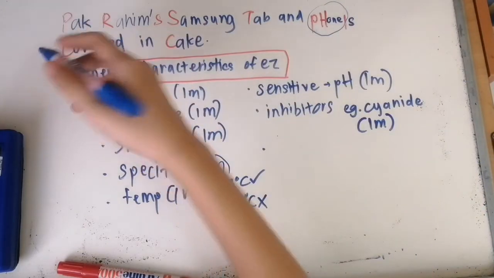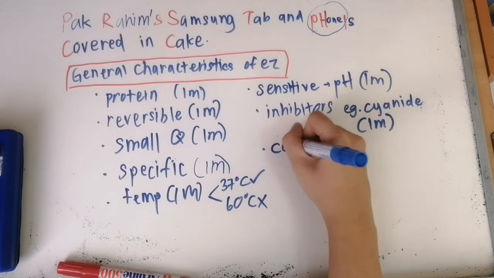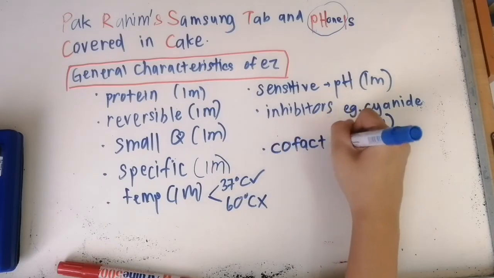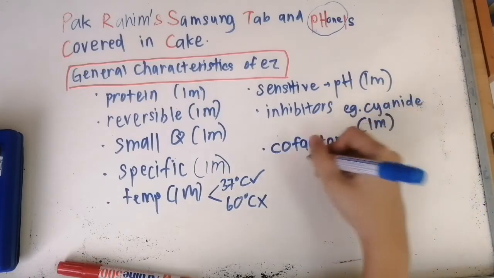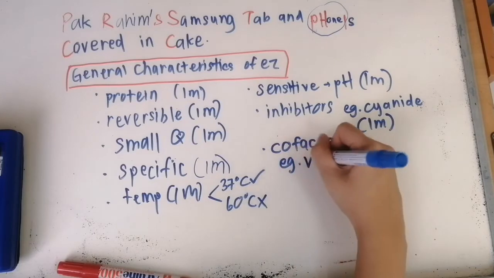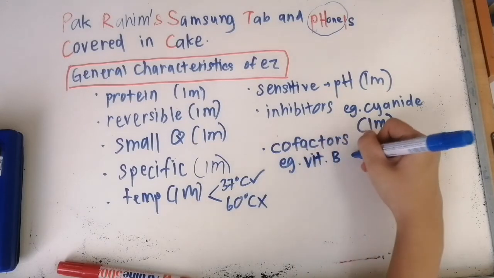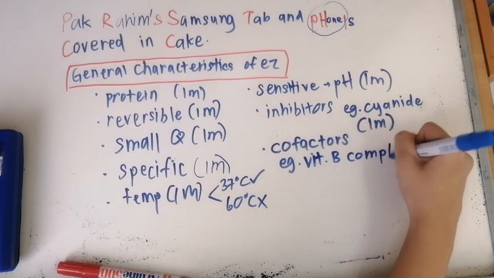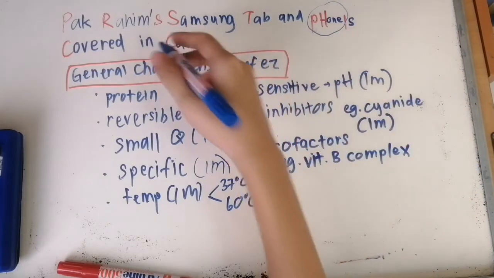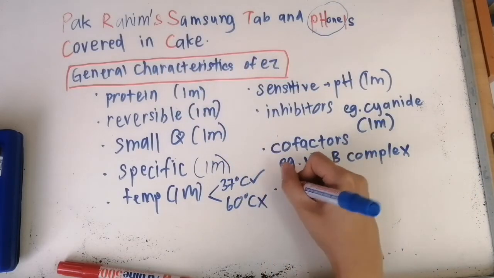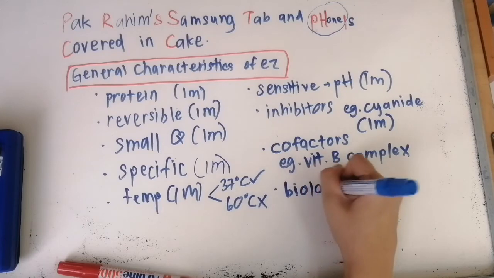And then we have another C. So some enzymes need cofactors. Not all enzymes need cofactors, but some do. And the example given is vitamin B complex. Finally, we have the last C, catalyst. So enzymes are biological catalysts.